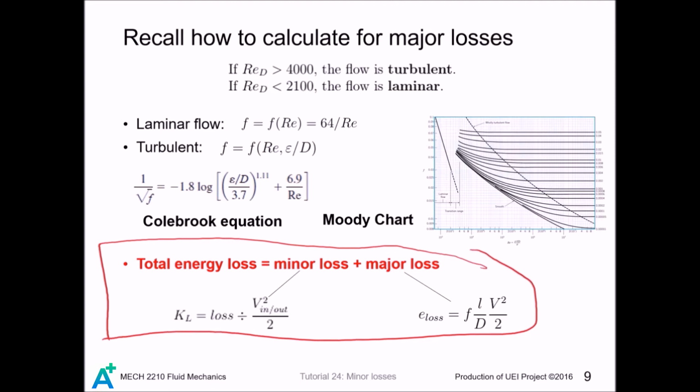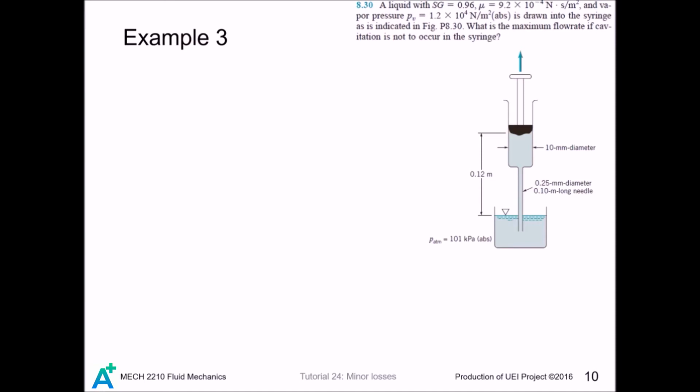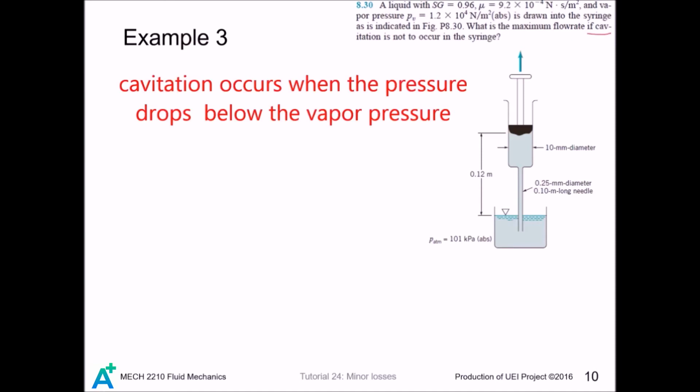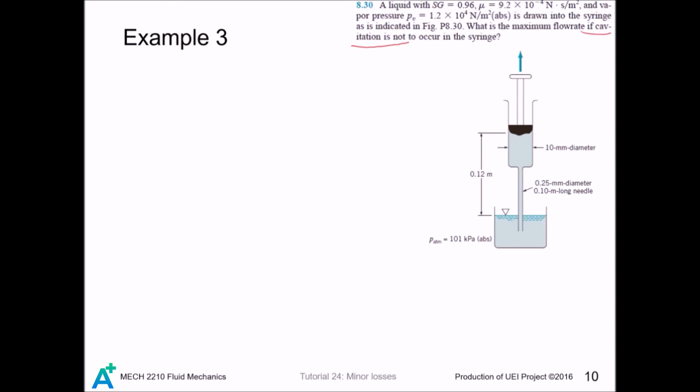First, we have to determine whether the flow is laminar or turbulent, then use the corresponding relations. Finally, we can sum the major loss and minor losses. So let's really work on an example. Cavitation means that the lowest pressure is more than the vapor pressure. The lowest pressure shall be in this point.